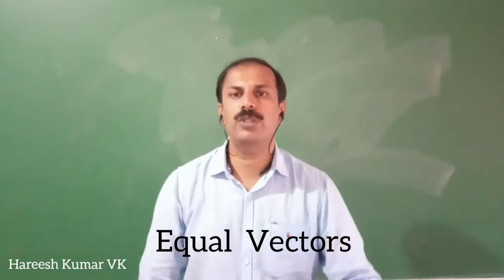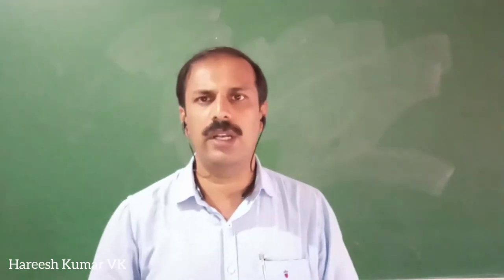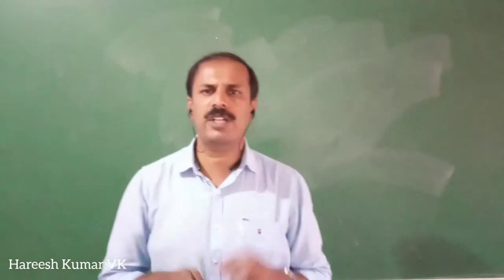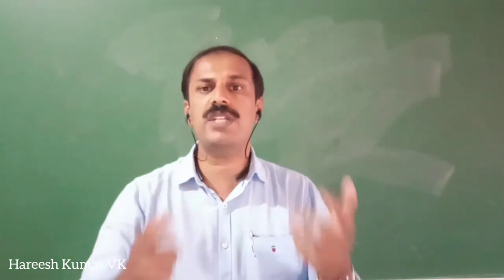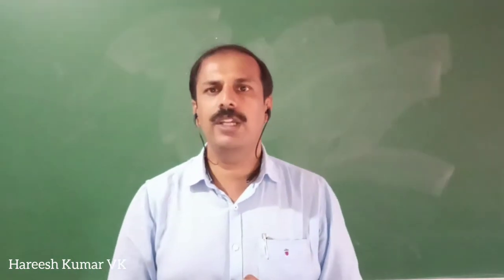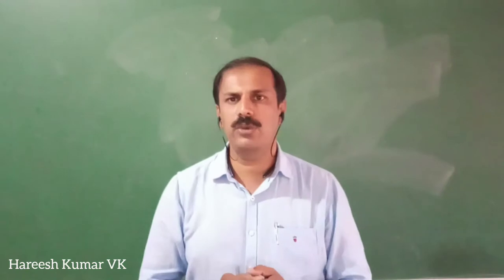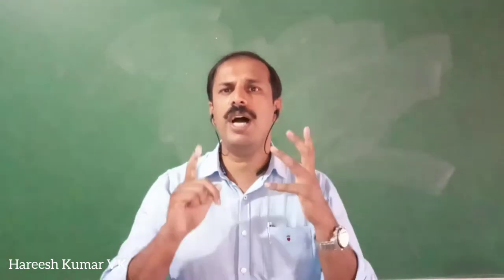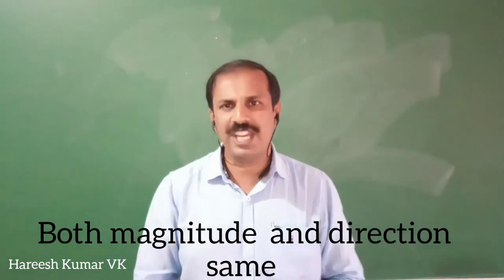Now we will discuss about the equality of two vectors. When two vectors are equal, for example, you have two vectors A and B. So when these vectors will be equal, or what is the condition for two vectors to be equal? So there are two conditions for two vectors to be equal. First condition is they should have same magnitude. Second one is naturally they should have same direction.